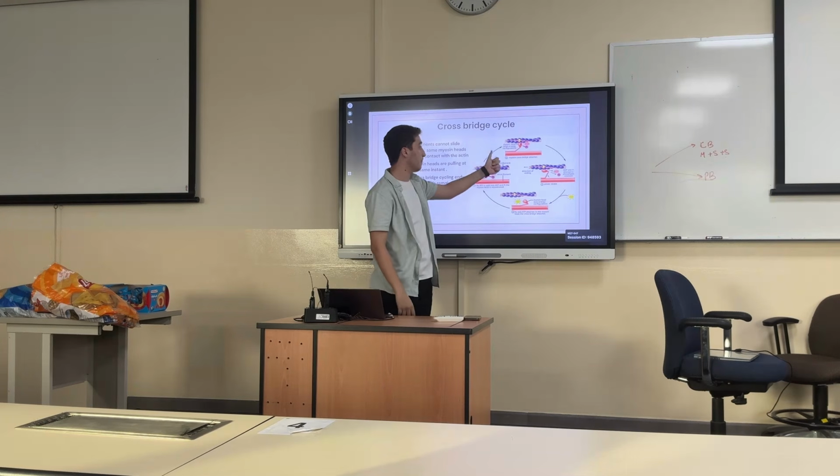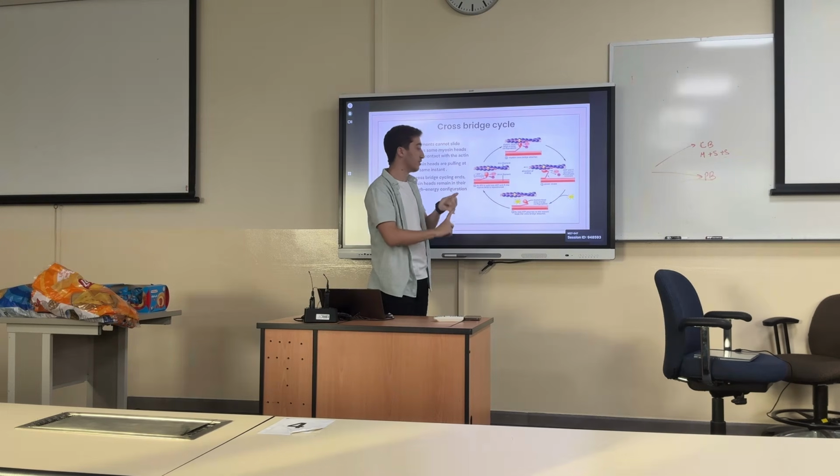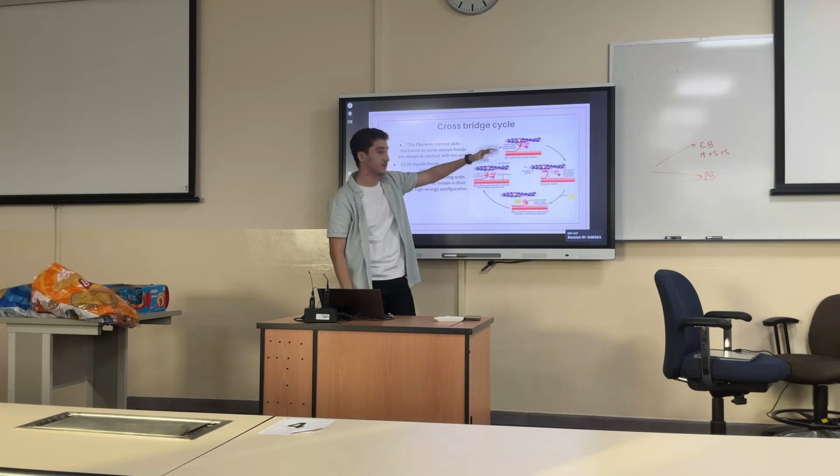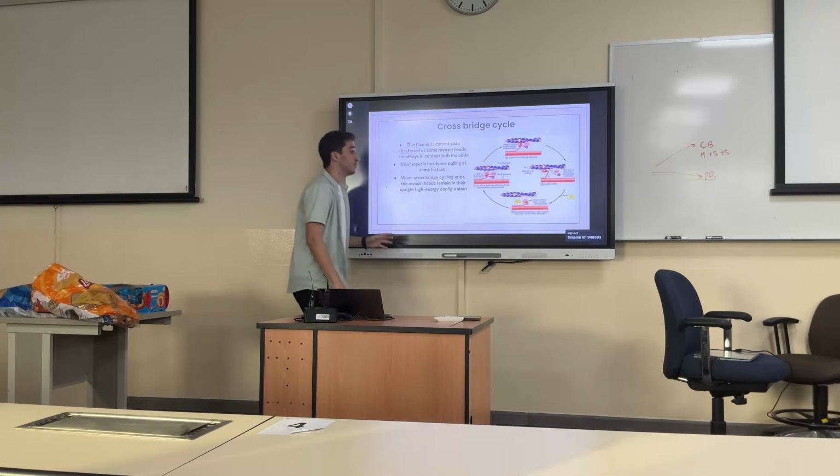So we have the binding of actin and myosin, then the power stroke, release of ADP and inorganic phosphate. Then ATP will detach them from each other, and then ATP will be hydrolyzed, and we will have again the same cycle.